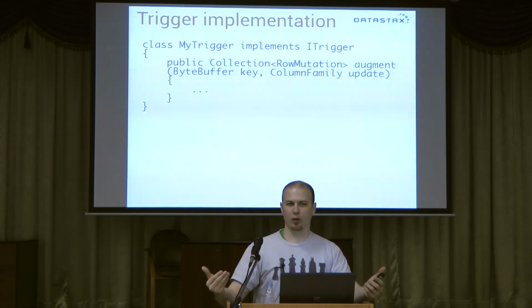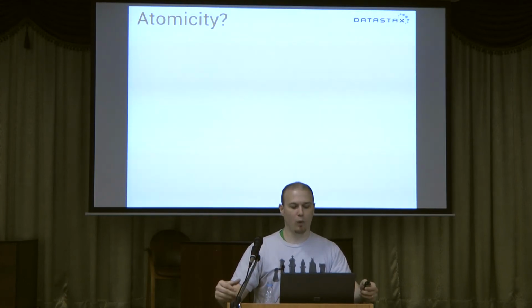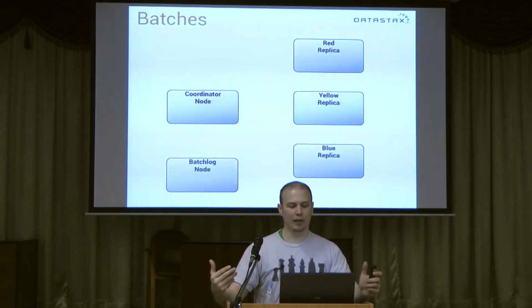because the thing we were concerned about is if I write trigger code that adds new rows to the mutation being processed, how do I provide guarantees that all of those rows will be applied as a group? I don't want to be in a situation where some of the rows were applied and not others, because then I've kind of violated my contract with the author of the trigger. So what we do is we actually use something called batches.